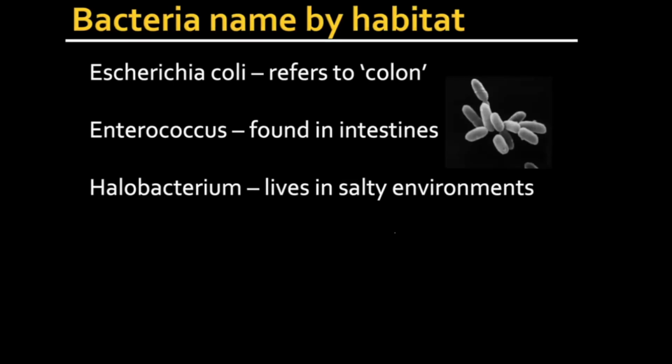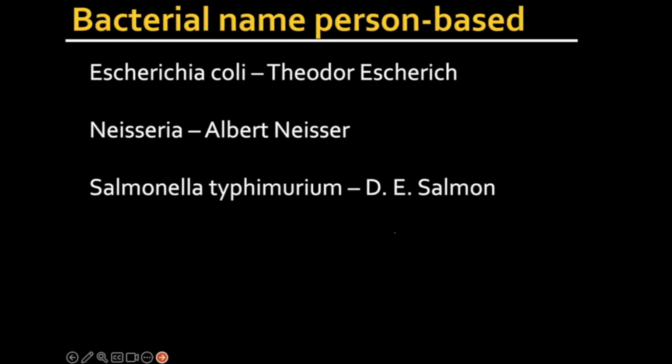So the form of that word, entero, indicates that's where it's found, where it lives. And the halobacterium lives in a salty environment, which includes oceans. And I think halo is the root word for that. I forgot to look that up last night. But anyway, so by habitat, and then another way you can name your bacteria is by whoever discovered you.